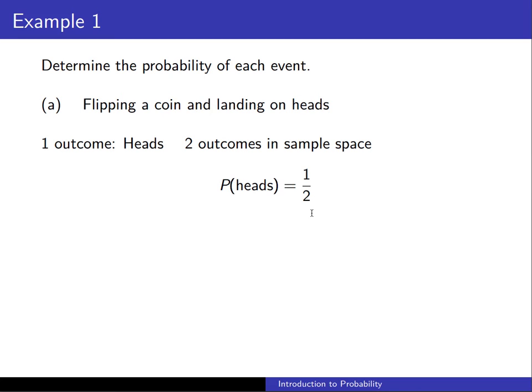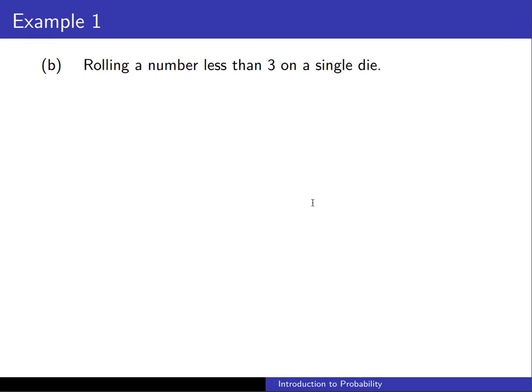Another way to think of probability is the number of ways that you want the event to happen out of the total number of ways possible for the sample space. So it's what you want to happen over what could happen, as another way to determine probability.